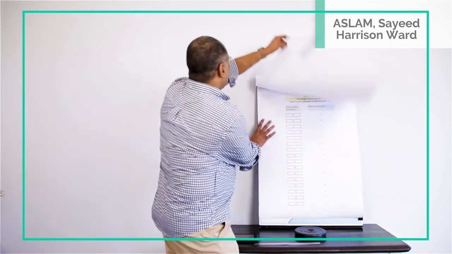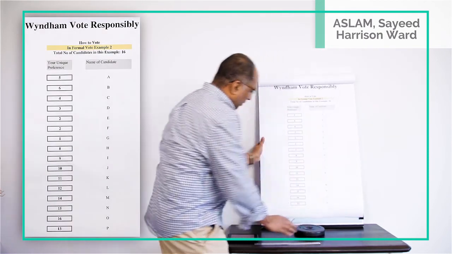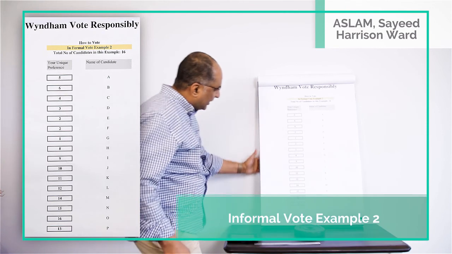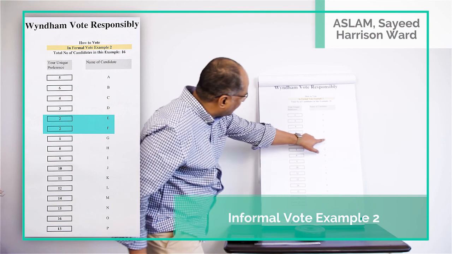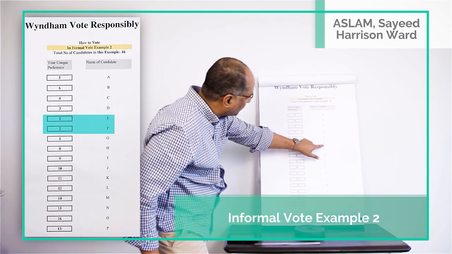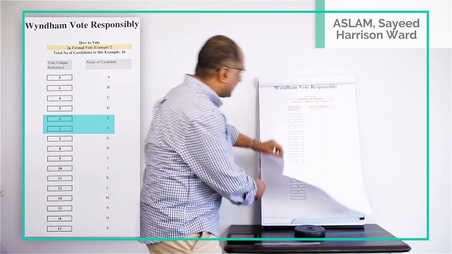Now I've given you another example. Another example is this one, where if you look at it, this voter has done a great job. But unfortunately, he has given 2 exact same preferences for 2 candidates. That's an informal vote again. So even this vote will not be considered.